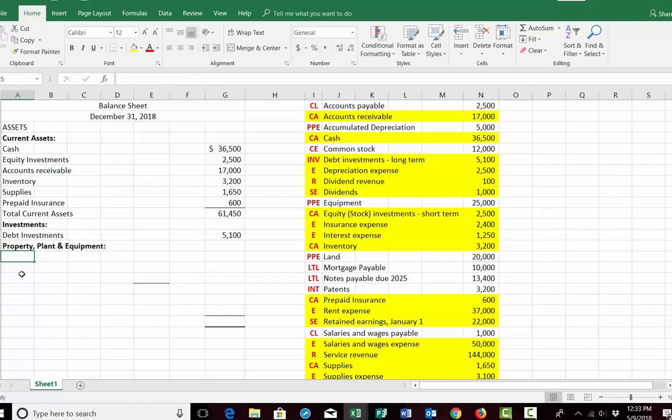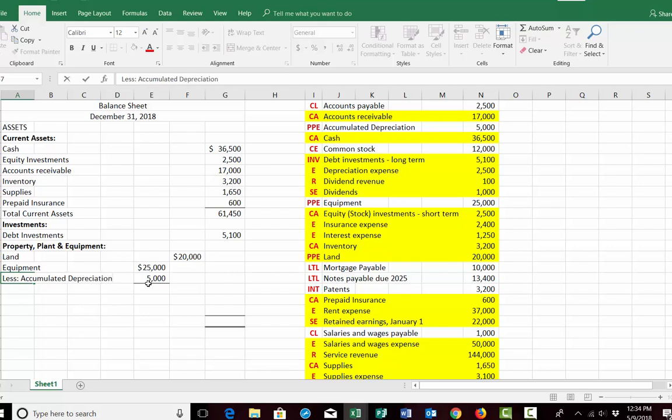Okay, so generally speaking, we're going to put land first. I'm going to put it over here because we're going to have to put the equipment and its accumulated depreciation. So our land is 20,000. All right, and then next we're going to have our equipment. I'm putting the equipment over to the left because I want to put the accumulated depreciation with it. Remember, accumulated depreciation is a contra asset account. It reduces the equipment account.